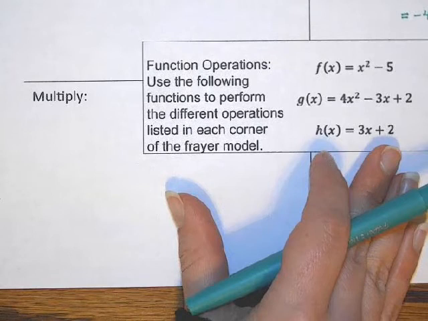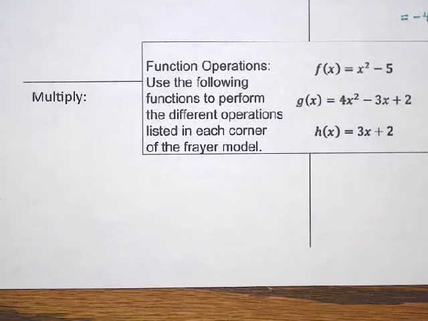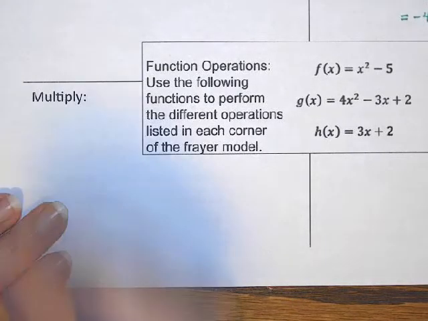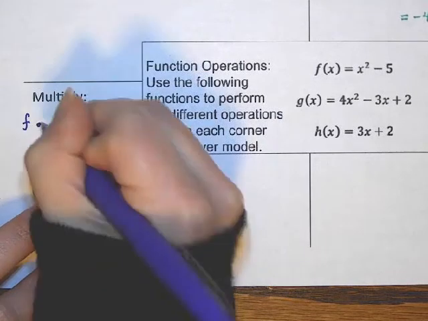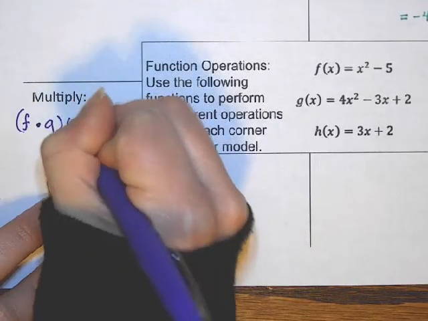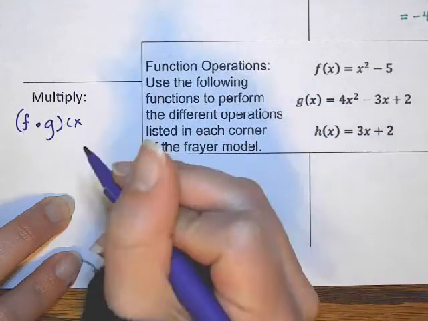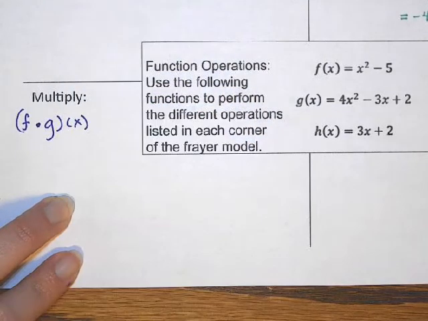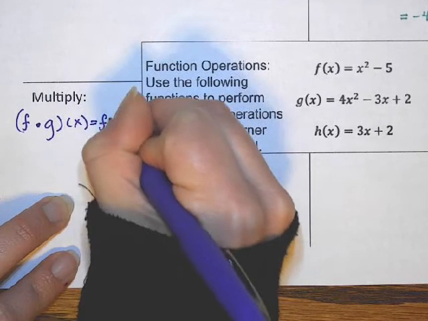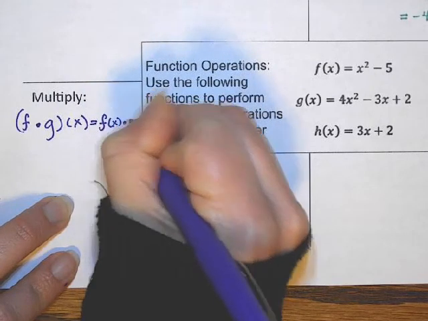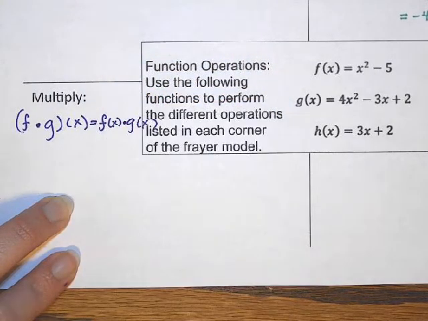All right, so same kind of setup for multiplication. Let's do f of x times, so I'm going to use the multiplication symbol, the dot. And let's do f times g of x. Now I know this is going to look a little intense, but basically what this means is that I'm going to take whatever f of x equals and multiply it by whatever g of x equals.